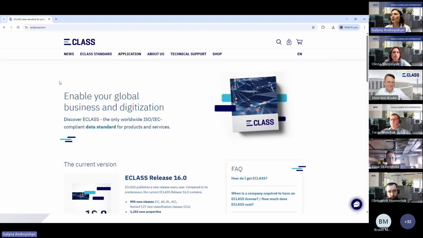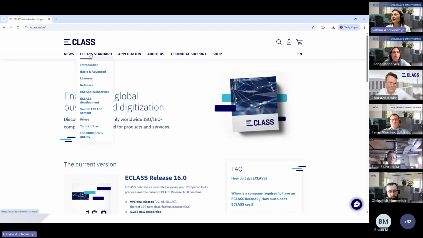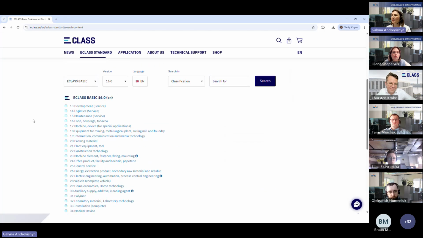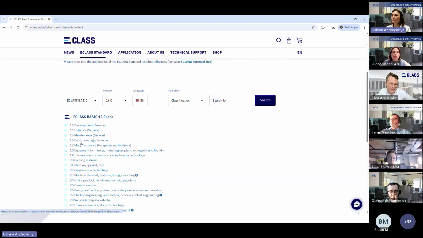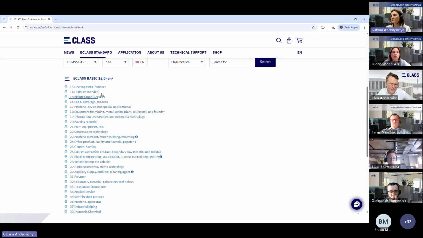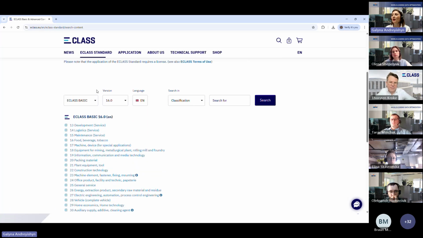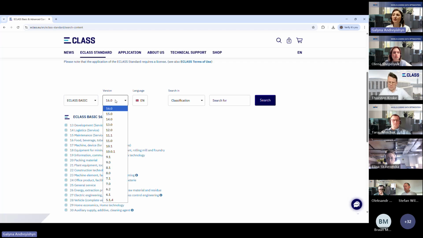We have the homepage of ECLASS, so we can choose ECLASS Standard, search in ECLASS. As I mentioned previously, we have 4 levels. Here we can see segments, so various segments for various industries or services. Here we can also see the version ECLASS Basic, but you can, of course, switch to Advanced. Then the current version is version 16, but as you can see, we have quite a lot of versions.